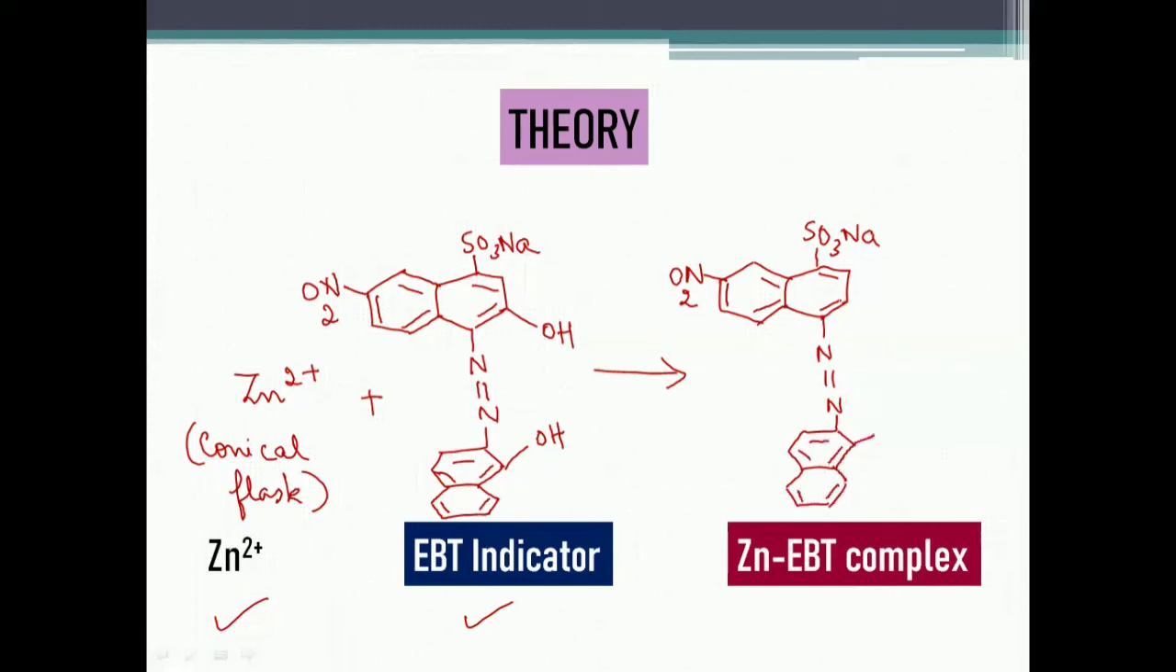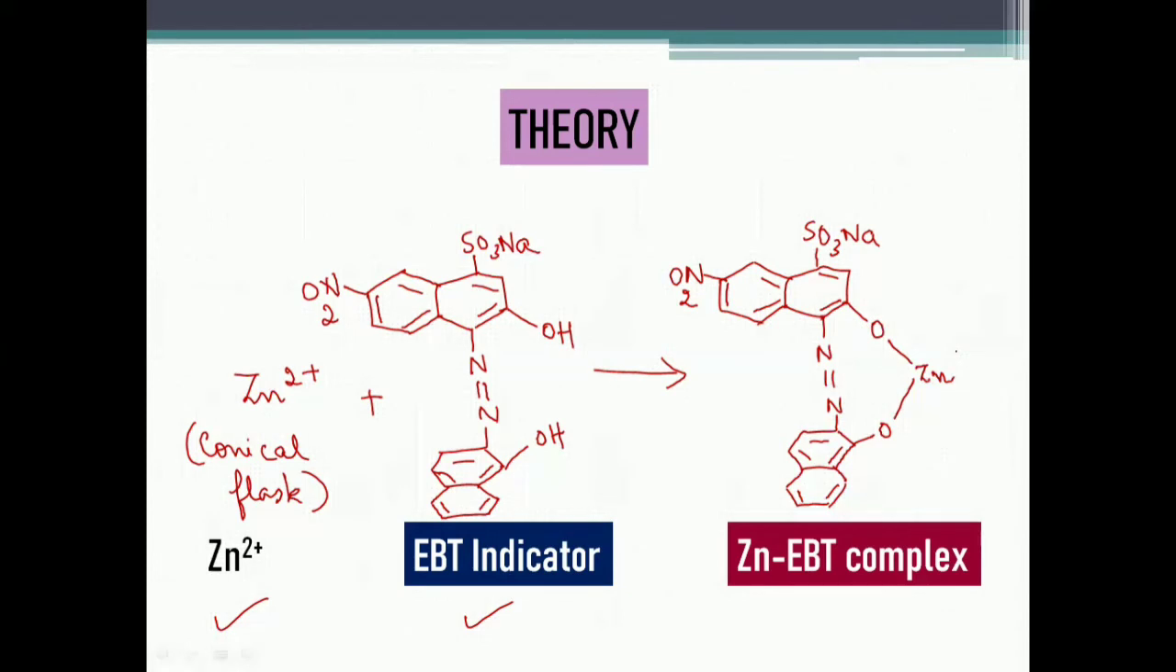And here we have the 2 OH groups. So you can see here 2 H groups are present, which can easily be removed. And in the place of these 2 H, the zinc ions will go and form the complex. So we can see here the 2 hydrogens are removed, and in its place the zinc will go and combine.